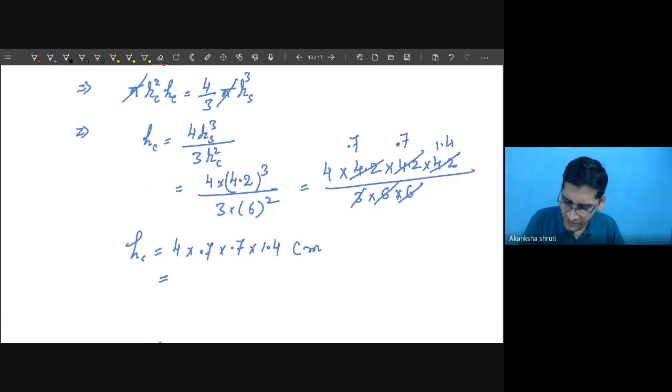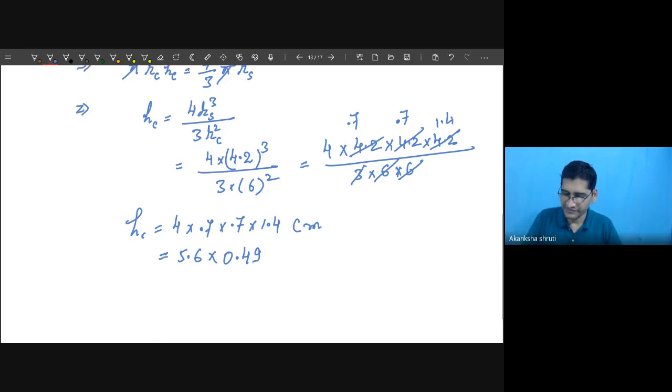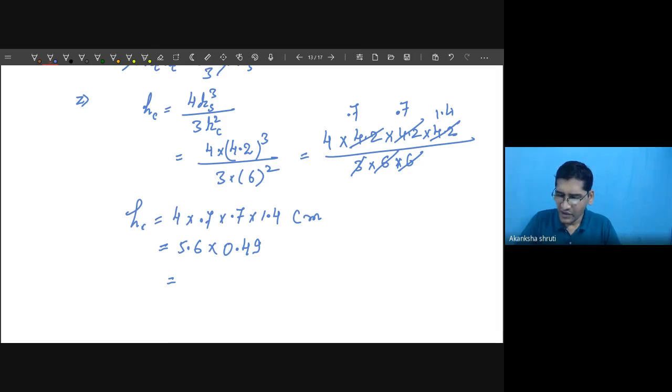So multiply this 4 with this 1.4 first. 5.6 into this is like our 7, 7 sevens are 49. Go for multiplying this. You can get it. Multiply this and get it.